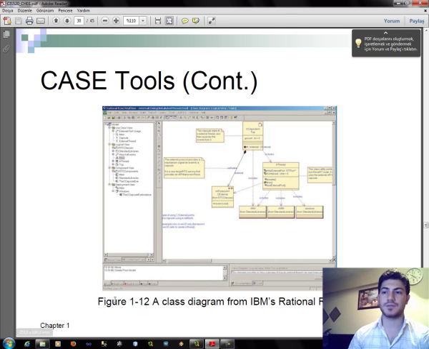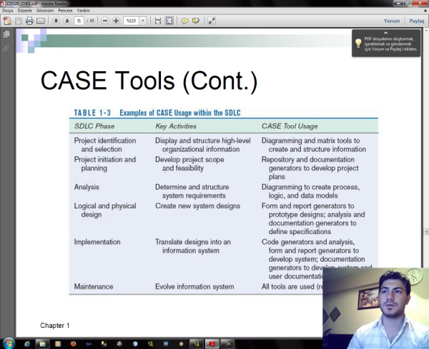Code generators enable automatic generation of programs and database code directly from design documents, diagrams, forms, and reports. Here is a figure, a class diagram from IBM's Rational Rose. CASE tools are really important. Here is a table, examples of CASE usage within the SDLC. You can look more carefully after watching the whole chapter.